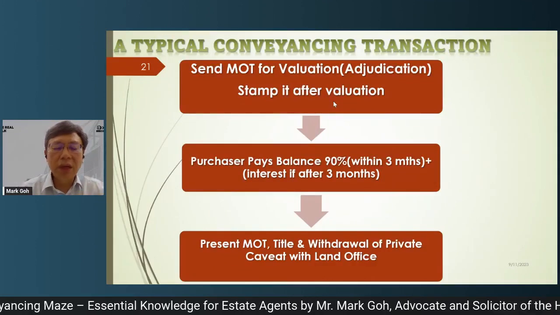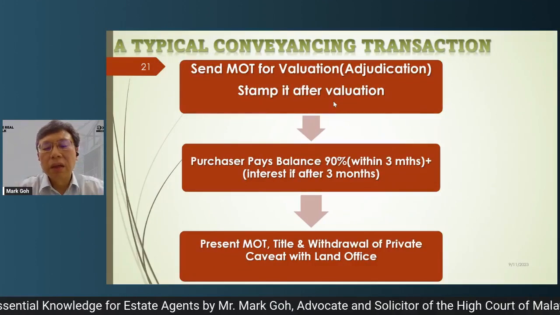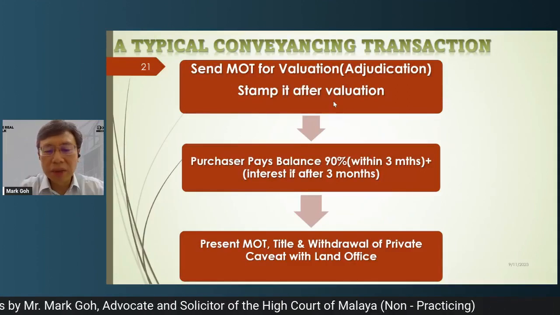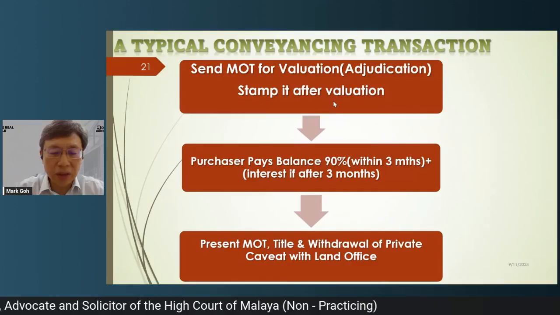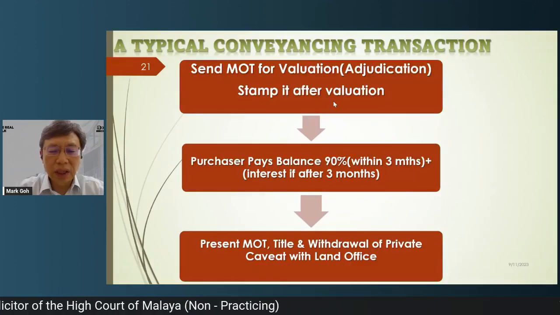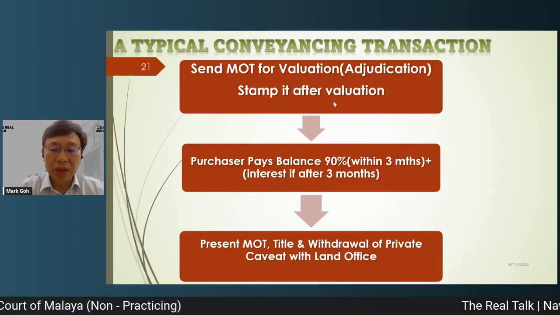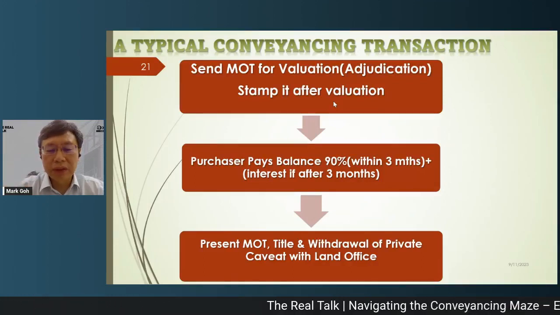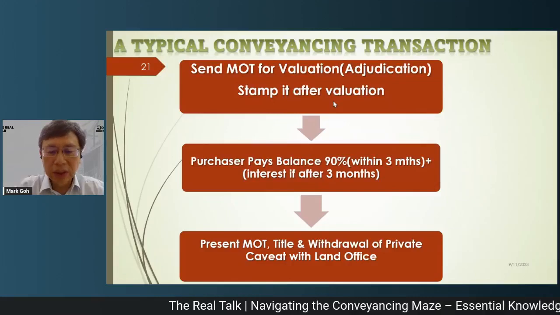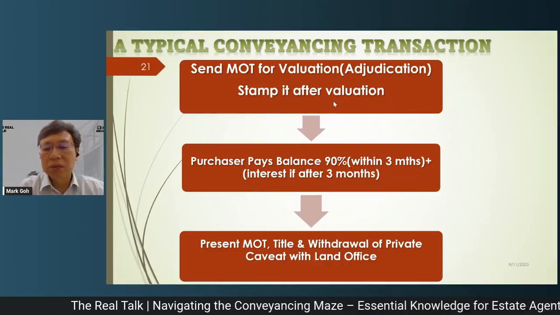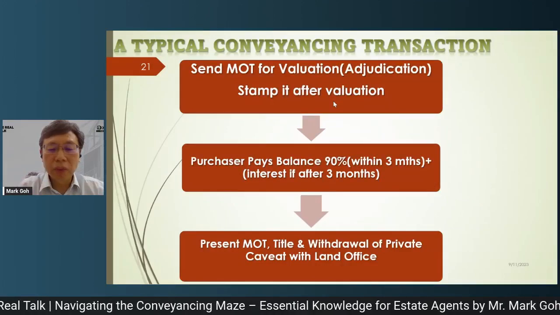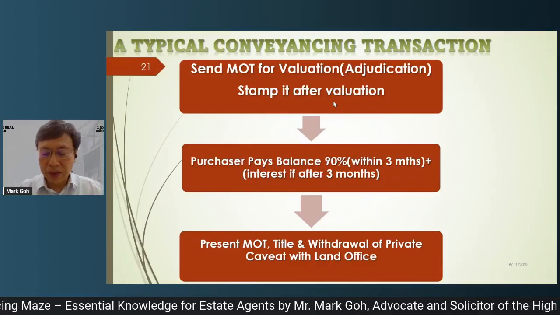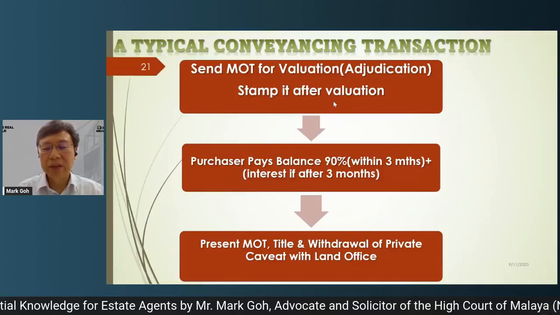Then within that 3 months, the purchaser will go and borrow money or take whatever lah. If it's cash, then within that payments, it pays up lah. If it doesn't pay out within that 3 months, then you go into extension date, 1 month plus interest, K3 plus 1%, 10% per annum on a daily basis. He has to pay. If not, if he pays out the balance purchase price, no problem. Then present the MOT, withdraw the private caveat, then collect fees. Done.